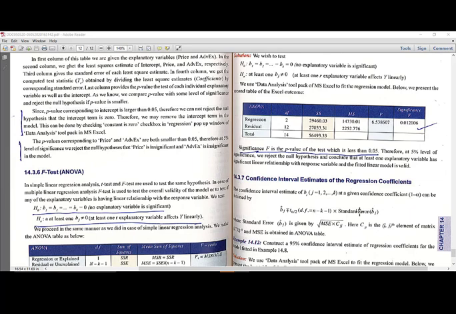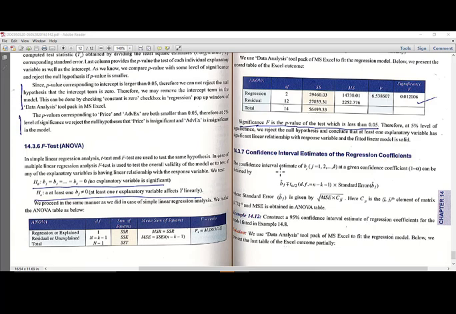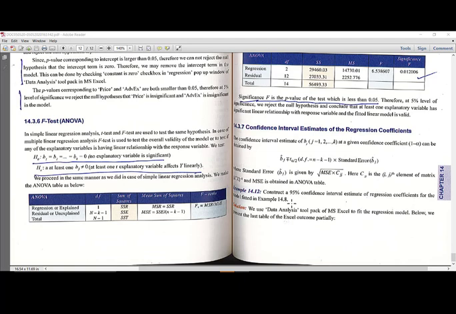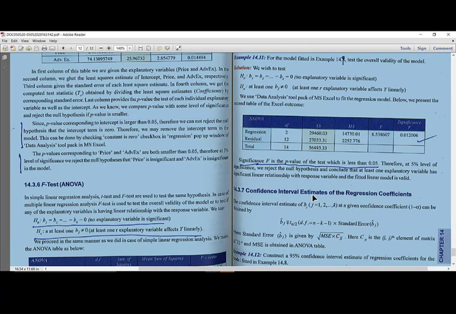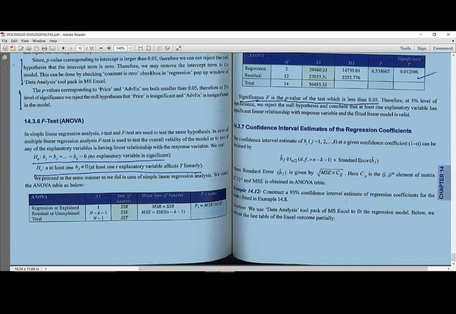And similar to computing the confidence interval estimates for the regression coefficient in the simple linear regression analysis, here also we can find out the confidence interval estimates, and the procedure is given here. You can go through this, and by this I think you have understood what is simple linear regression and what is multiple linear regression.